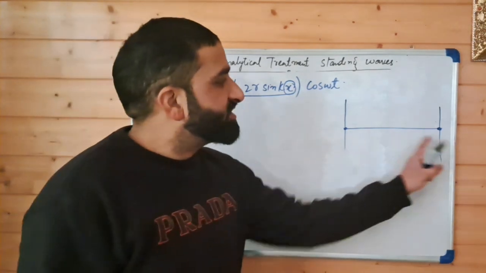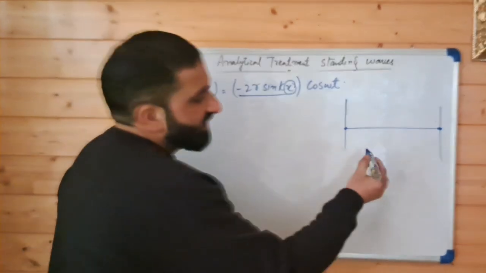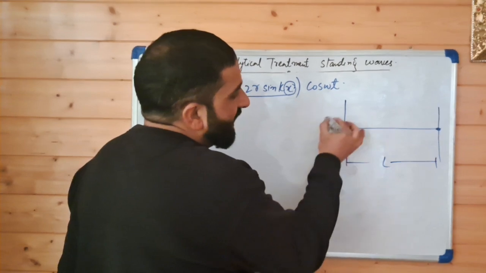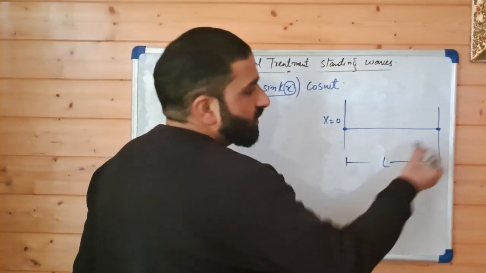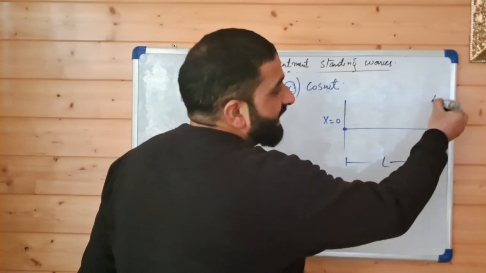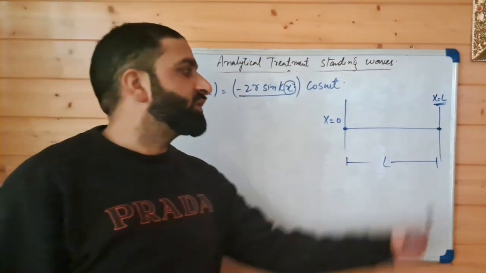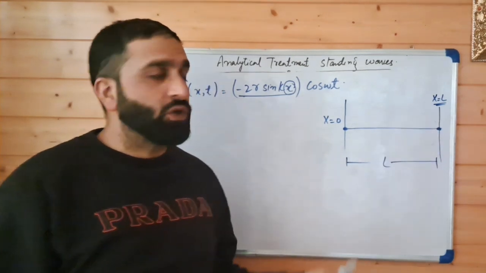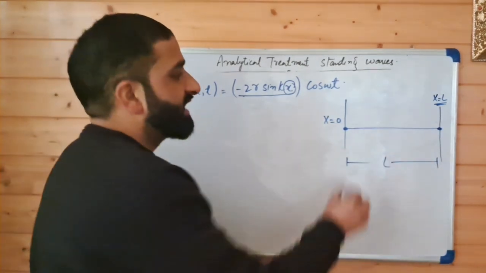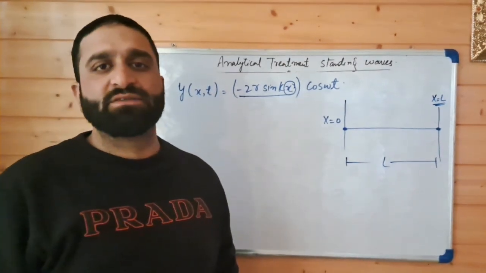So here we see that a string is fixed between the two ends. We know that if its length is equal to L, at x equal to 0, at one end, the amplitude is equal to 0, so it is a node. At the other end, when x is equal to L, the displacement or the amplitude is also equal to 0. So at two fixed ends of a string, there is always a node. That means the displacement at the fixed ends is equal to 0.